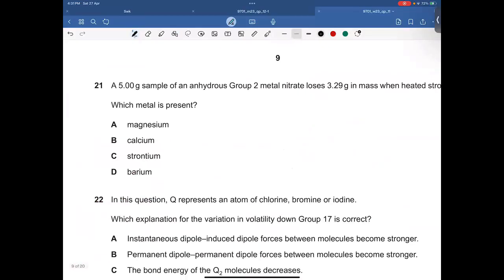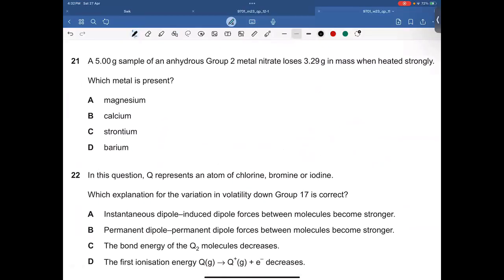Question 21. A 5-gram sample of an anhydrous group 2 metal nitrate loses 3.29 gram in mass when heated strongly. Which metal is present? So either I will go for trial and error, in which I will use each and every metal one by one, or I will go for the overall method in this regard.